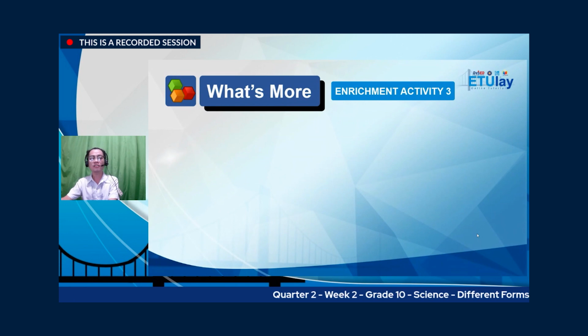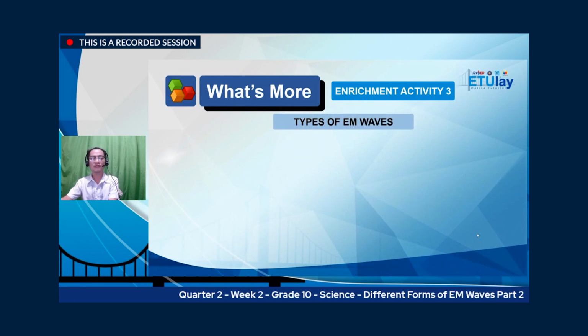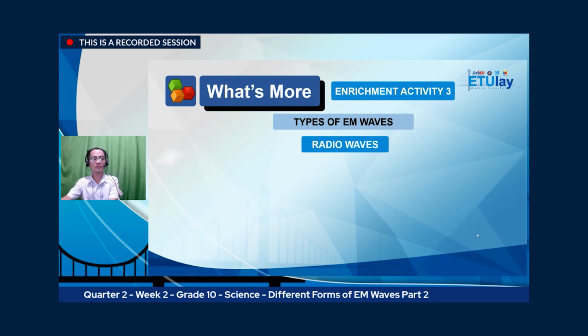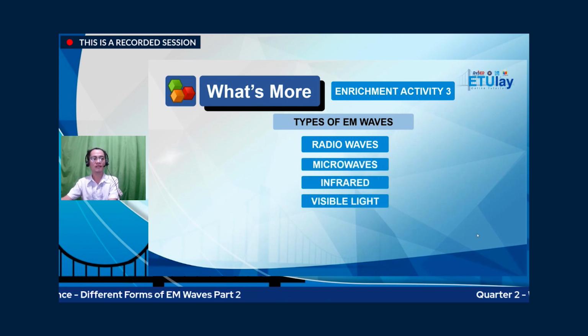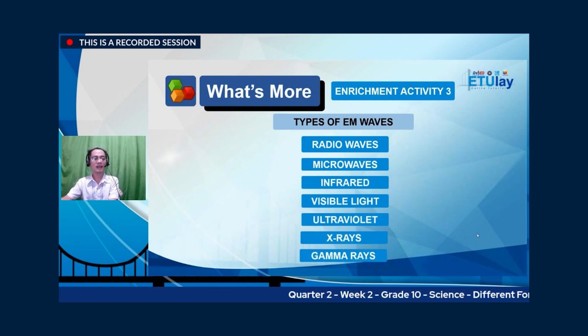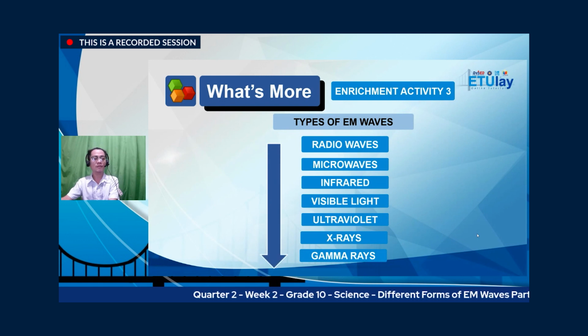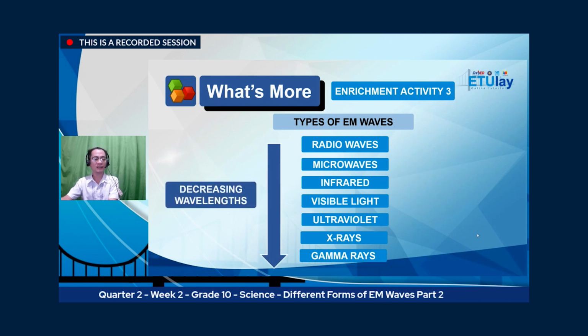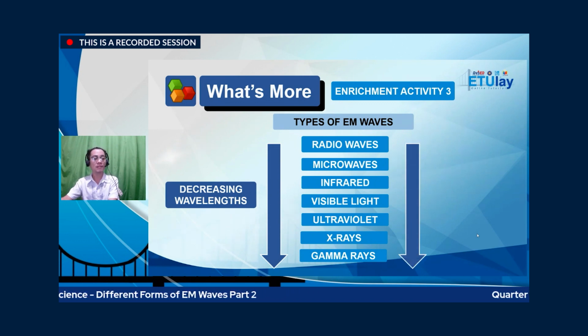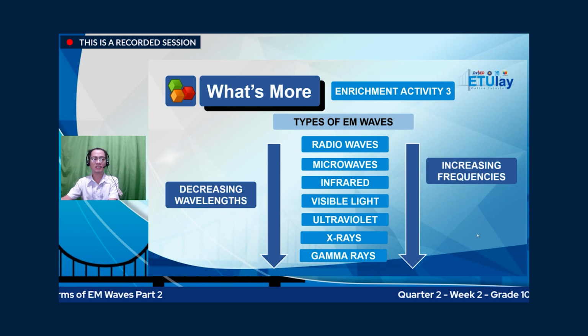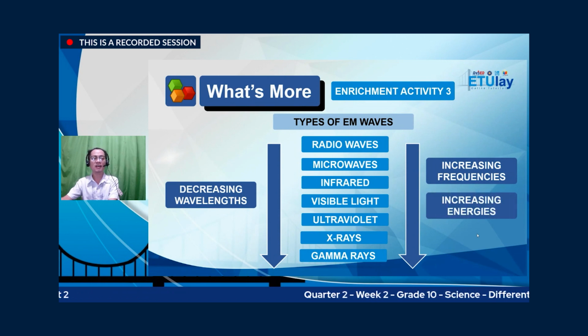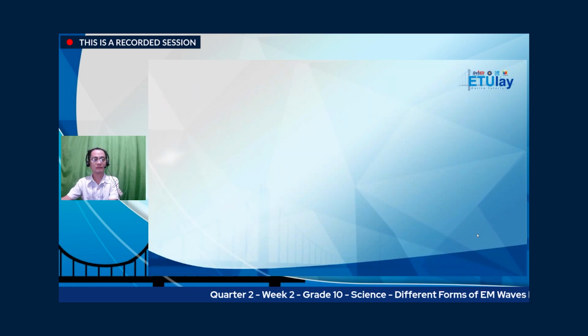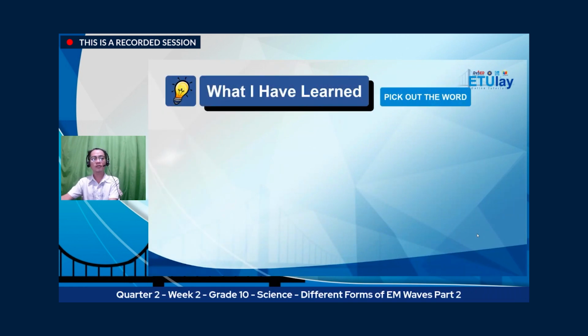As a summary of all trends, these are the types of electromagnetic waves: radio waves, microwaves, infrared, visible light, ultraviolet, X-rays, and gamma rays. Tandaan, ito po ay may decreasing wavelengths. Pagdating naman sa frequencies and energies pababa, increasing frequencies and increasing energies. Now, let's move on to what I have learned.